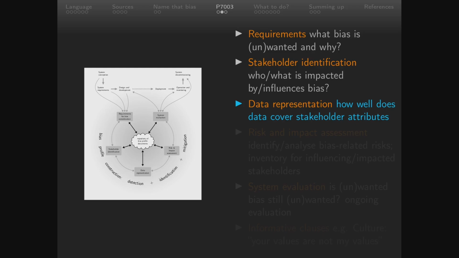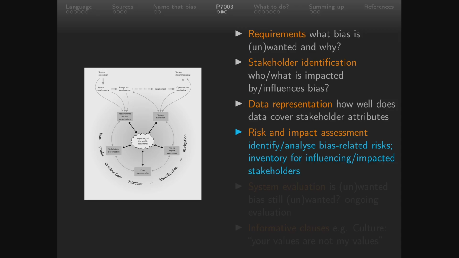So, as we've seen from the earlier discussion, how well the data represents the parties involved is going to be a critical part of building that system. What we mean by data representation here is just how well the data covers stakeholder attributes. And as we talked about earlier, this can be a form of safety critical system, whether it's acute or chronic. That means we need to carry out risk and impact assessment, and that it's a continuing activity throughout the lifetime of the system. But it's limited to or focused on bias-related risks. It's not the other risk and impact assessment, which will be carried out as part of the normal life cycle.